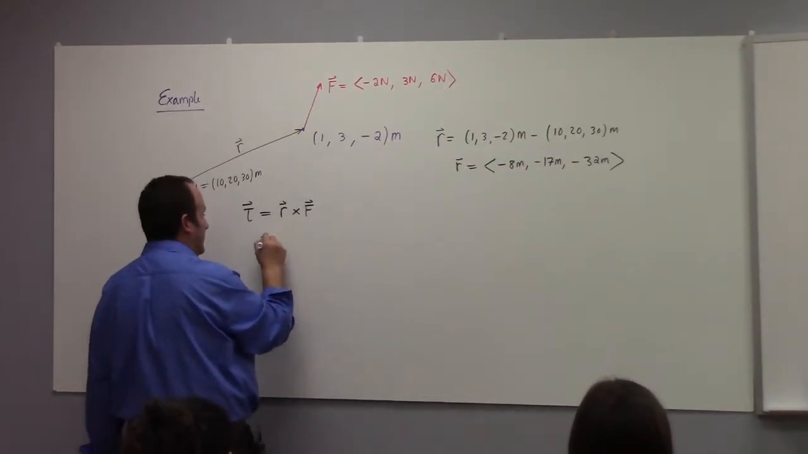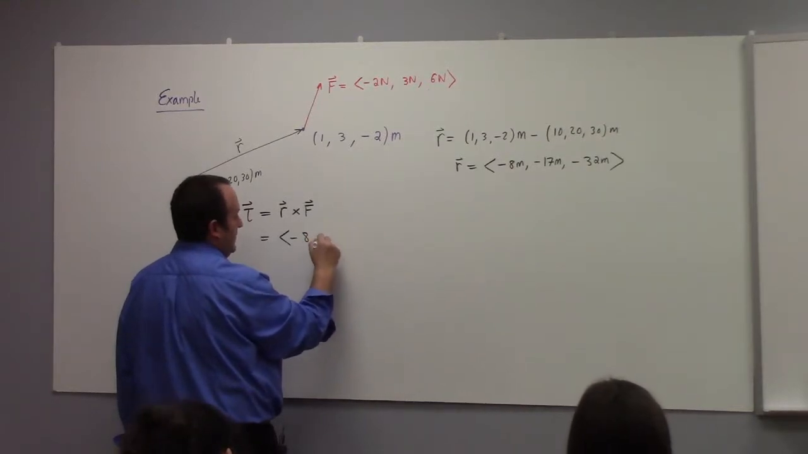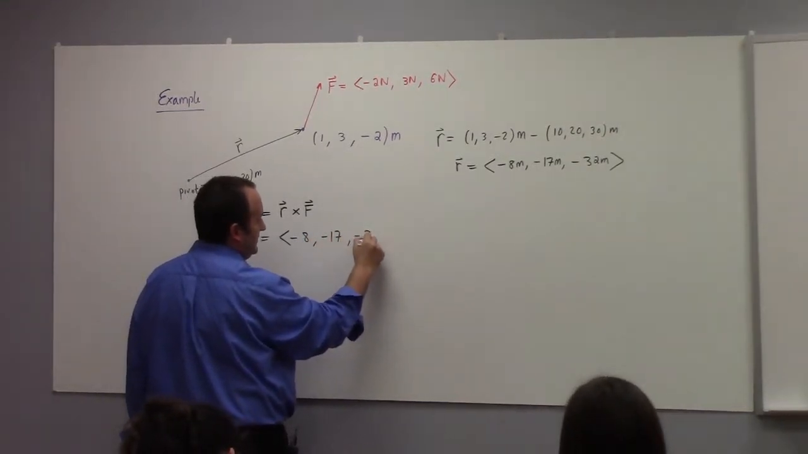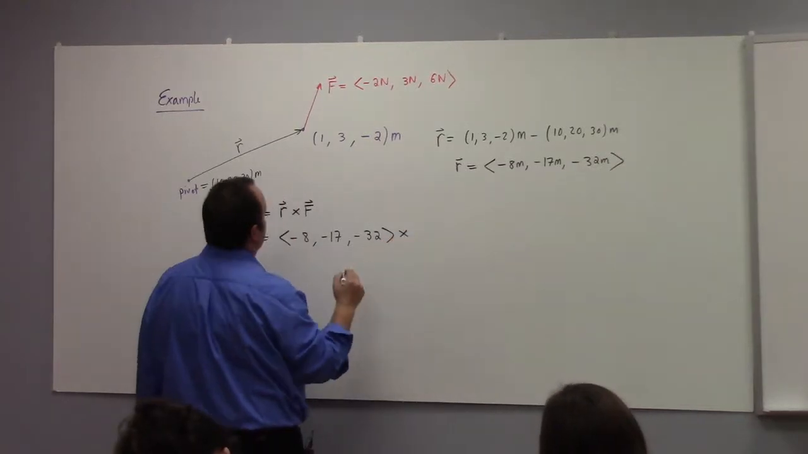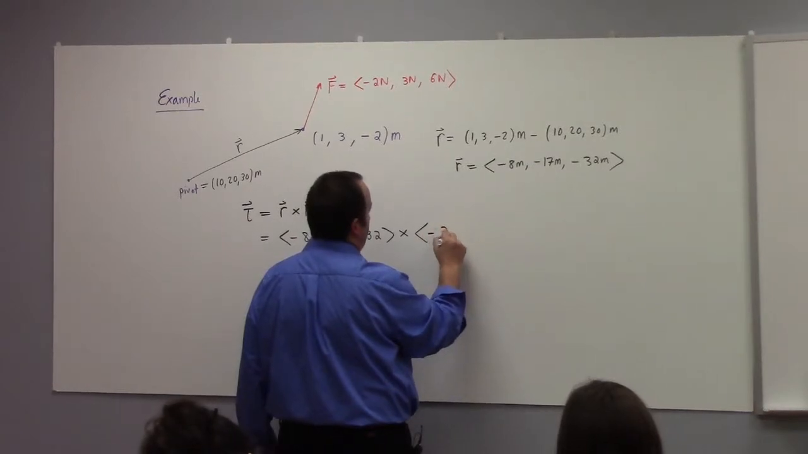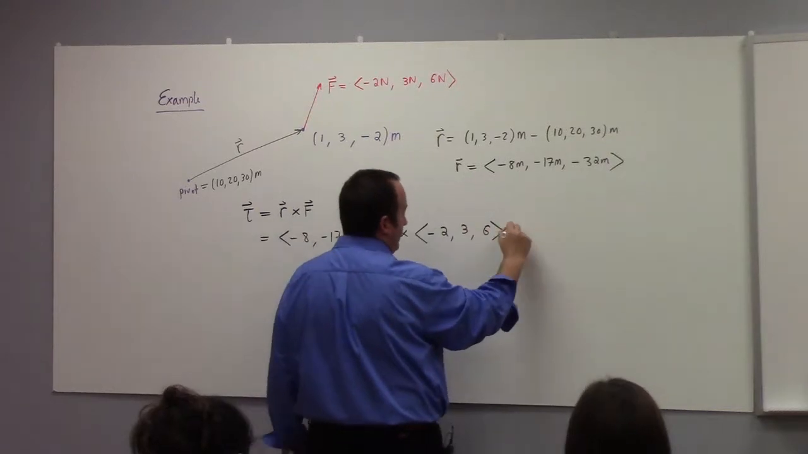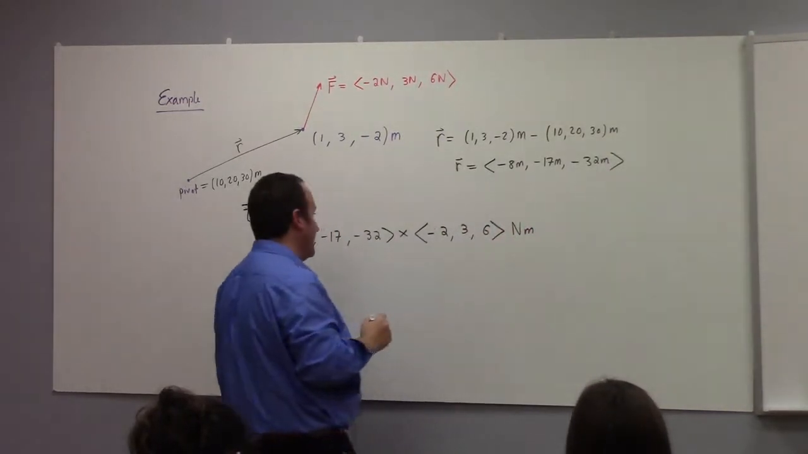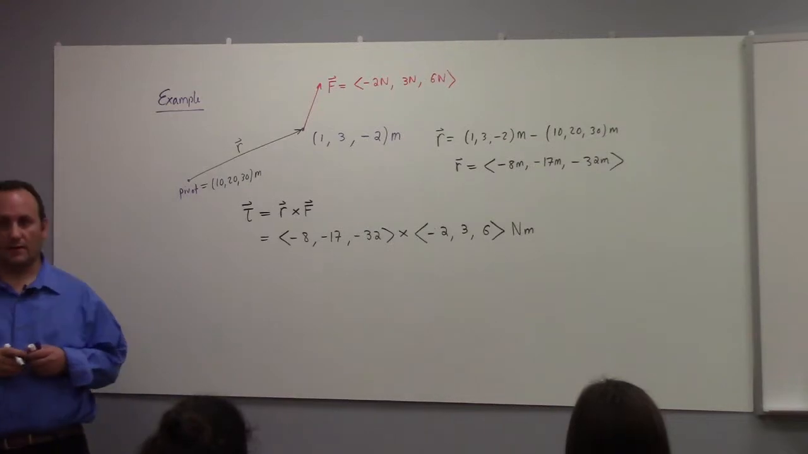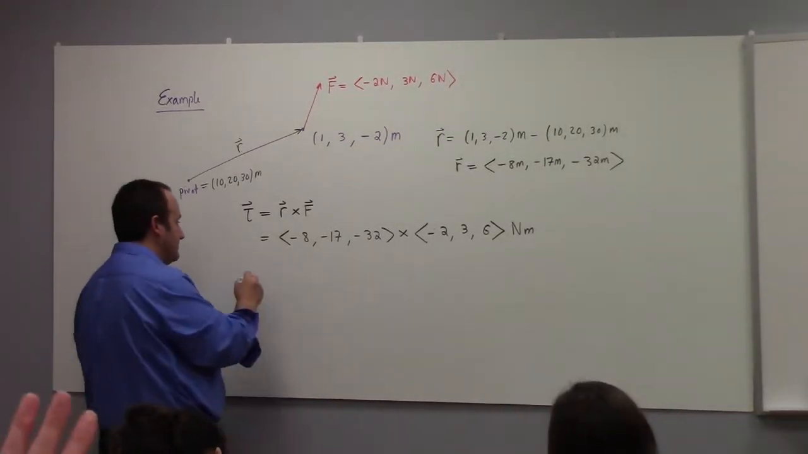All right, so the torque is minus 8, minus 17, minus 32, cross product with minus 2, 3, 6. And the units out here are Newton meters. So there are various ways of calculating the cross product. I'm just going to do it this time, if you don't mind.